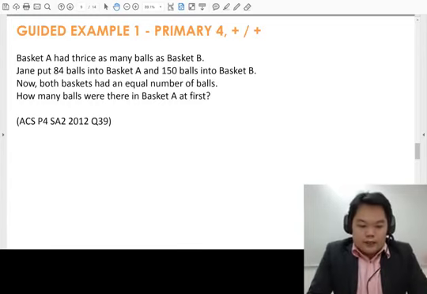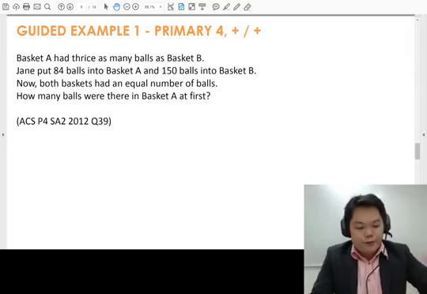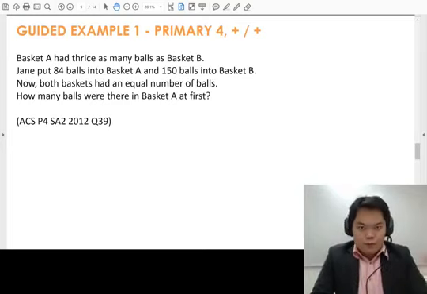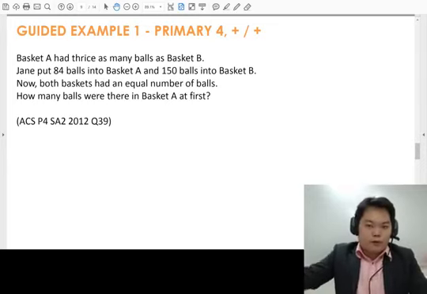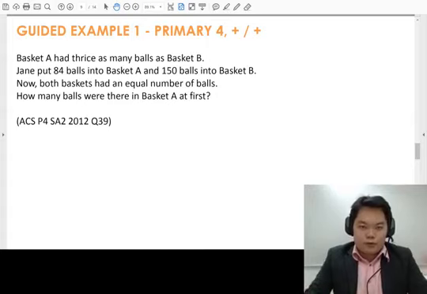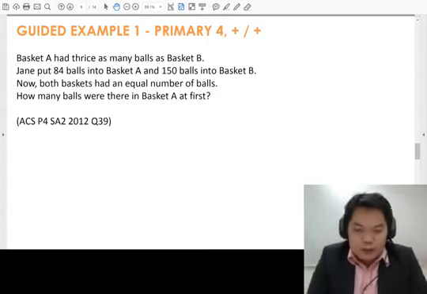So let's go to the guided example 1 first. This one would be at the primary 4 level. P5 and P6 will also see problems like these quite often. So it's not just a P4 only thing. It will continue on to P5 and P6, and until you understand how to deal with this, the problem will not be resolved. So this is what I'm looking at.